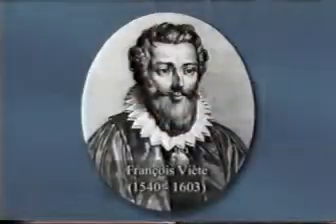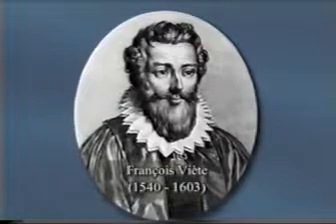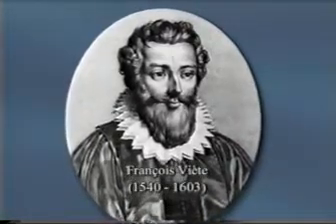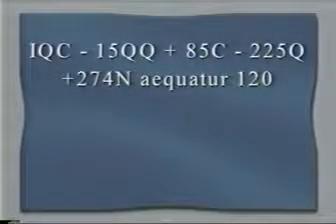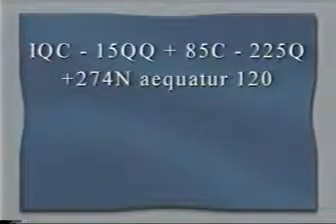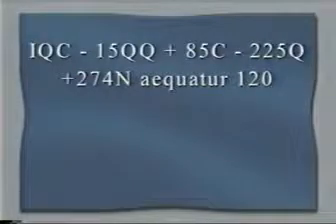In 1591, François Viète wrote a polynomial equation as Roman numeral 1 QC minus 15 QQ plus 85C minus 225Q plus 274N equator 120. He was writing an equation. Could you imagine if you had to write equations like that?